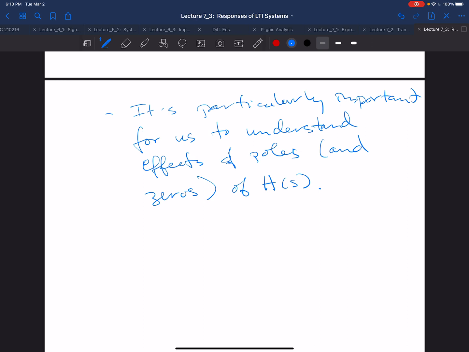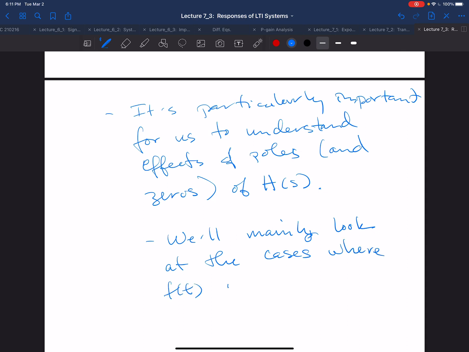So to do this, we're going to use a couple of so-called test signals. We'll mainly just look at the cases where the input, f(t), is a unit impulse or a unit step. So we call these respectively the impulse response and the step response.